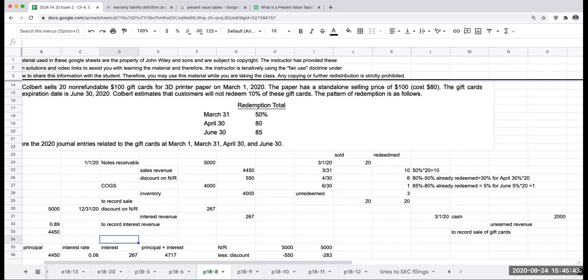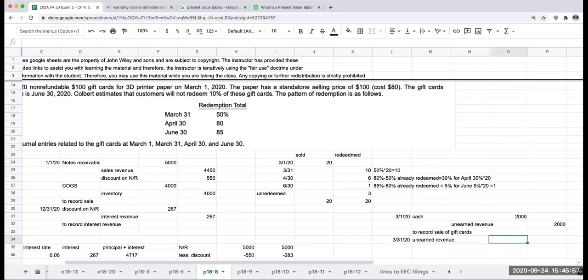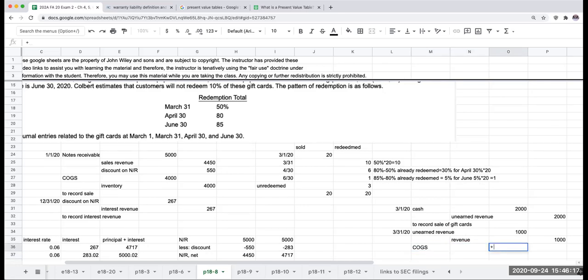So I now come over here to my next date, which is going to be March 31st. So in this case right over here, what am I debiting? I'm going to be debiting unearned revenue. The amount of unearned revenue I'm going to be debiting is going to be 10 cards that were redeemed here in March. 10 times 100 or 1,000. I'm going to record this over here as revenue. I also need to record cost of goods sold. Cost of goods sold is 80% of the selling price. So I'm going to debit cost of goods sold for 80%, and I will credit inventory for that amount.